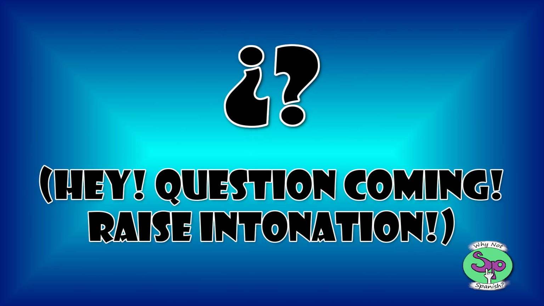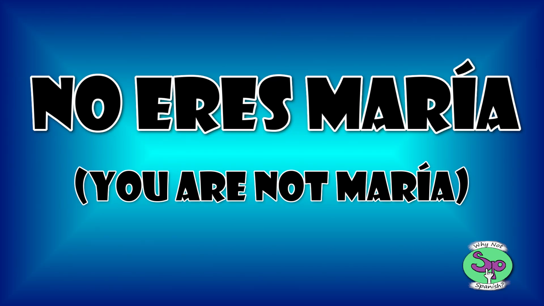Have you ever noticed that a question in Spanish has an extra question mark? In Spanish, a sentence and a question can be said the same way. That's why it's so important to use intonation when asking a question. The use of the extra question mark at the beginning is to let the reader know that a question is coming. Finally, to say no, simply put no behind the verb. Like in no eres María. This structure will work the same way with the rest of the verbs.